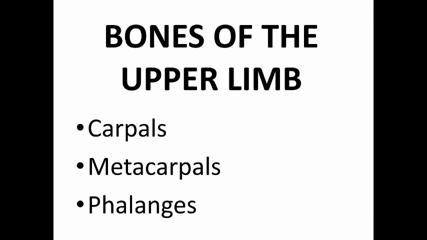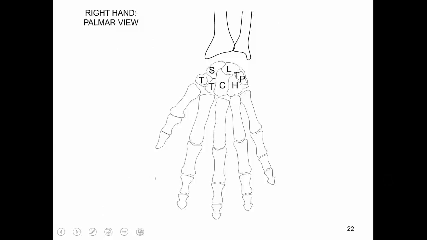The final bones of the upper limb, found in its most distal aspect, include the 8 carpal bones of the wrist, the 5 metacarpals in the palm of the hand, and the phalanges found in the fingers. If we look at a palmar view of the right hand, we can see the distal ends of the radius and the ulna articulating with the carpal bones at the wrist joint.